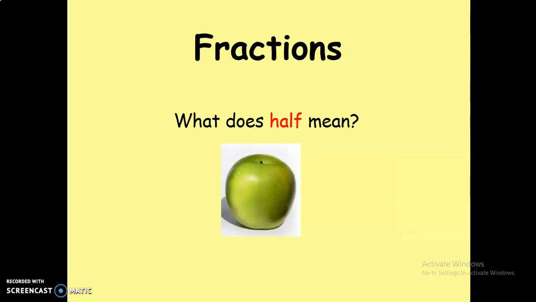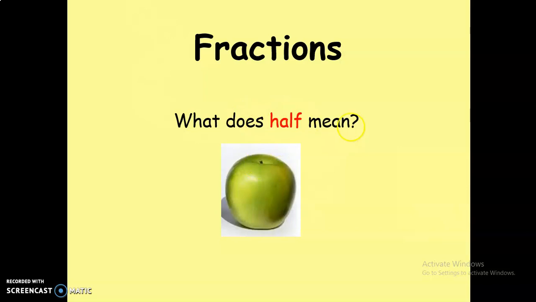Okay, so now we are going to start by asking ourselves what does half mean? So we have an apple over here. And I would like you to imagine you have this apple with you and you have your sister or your brother and you'd like to share this apple. So how are you going to share this apple between the two of you so that you all get equal? You all share the equal amount of the apple. So how are you going to share it between the two of you?